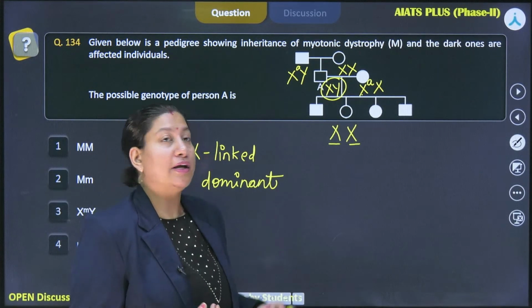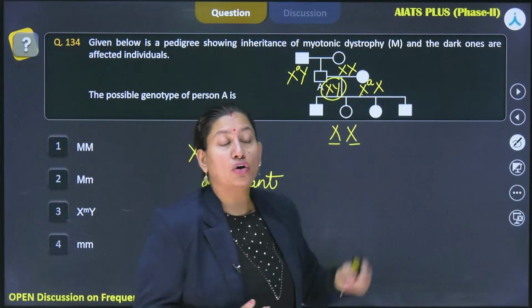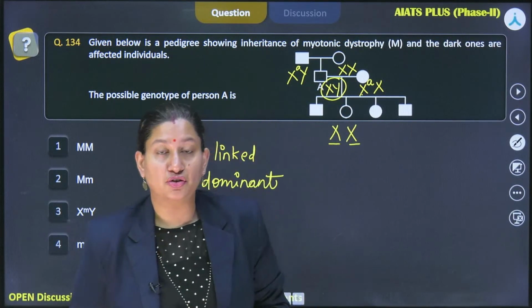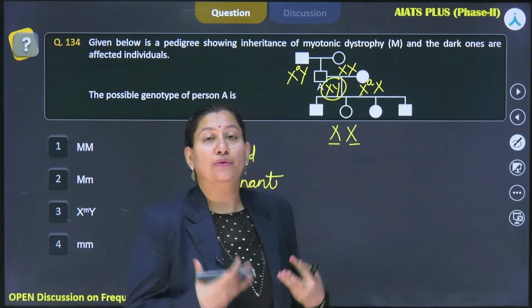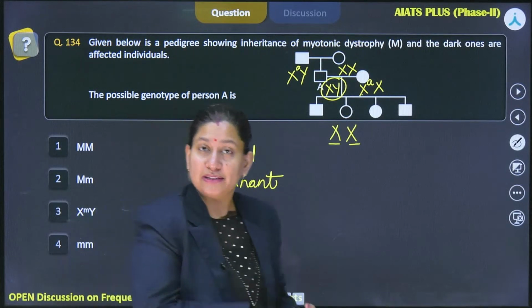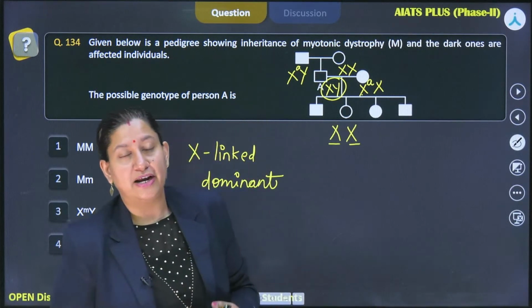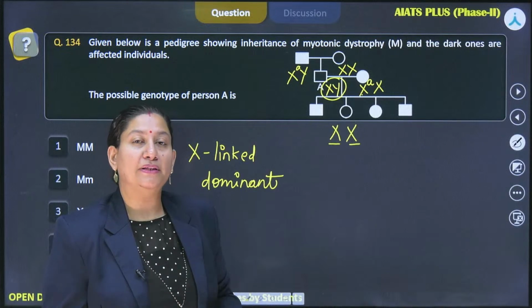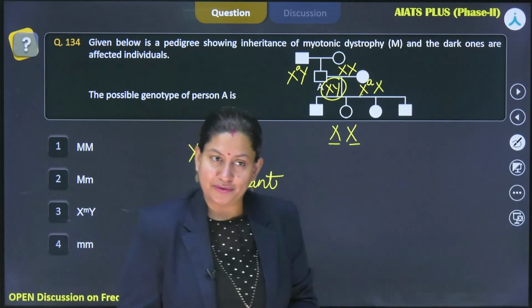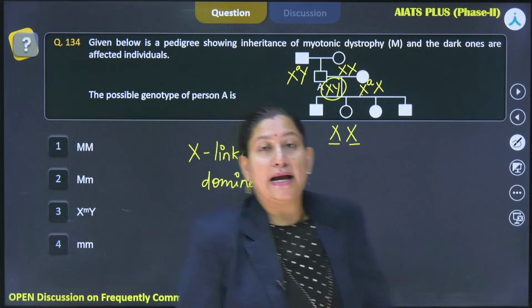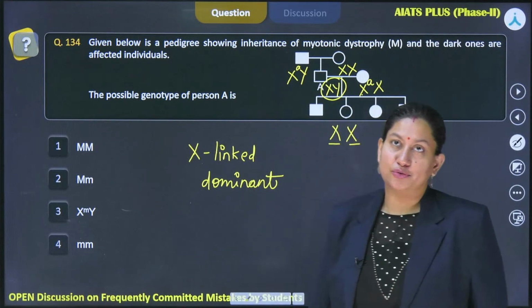So this is how, if the disorder is not being specified in the question, then you have to look for whether this particular pedigree is satisfying some other inheritance patterns or not, right? So this is a way to deal with the pedigree questions. I hope this is clear to everyone, right? And now let's move ahead to the next question.